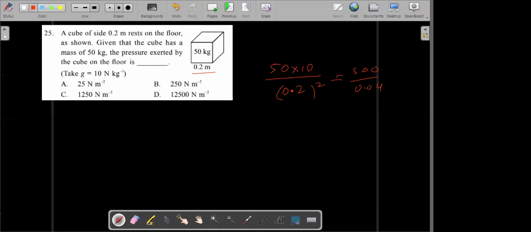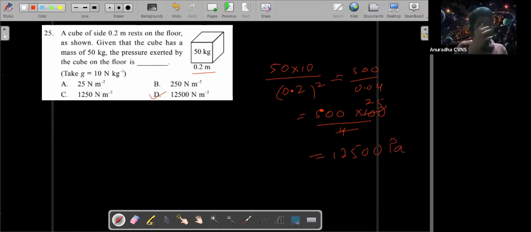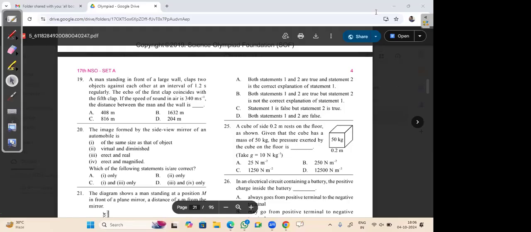Okay, sir. So it is 500 multiplied by 100 over 4. So you divide 4 and 100, you get 25. 25 times 5 is 125 and 2 zeros. So the answer is D, not A. Okay, sir. Actually, I forgot to square that, sir, the 0.2. Okay, try this one.